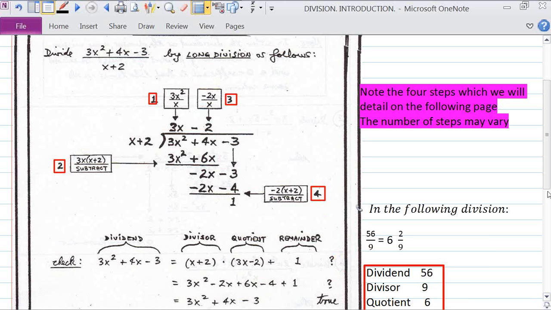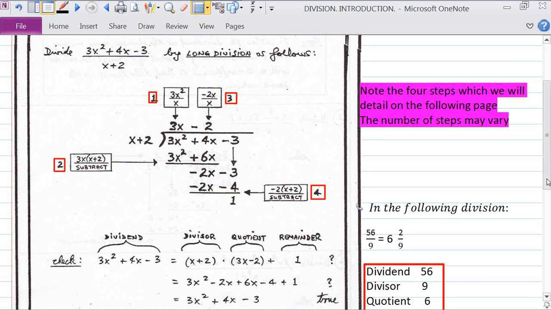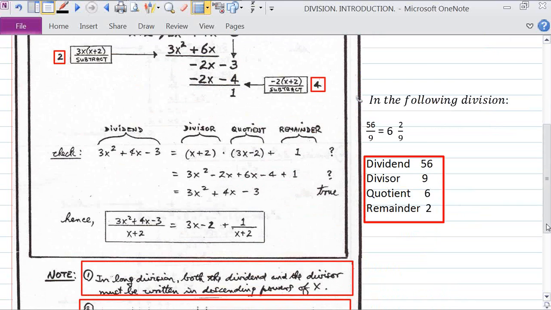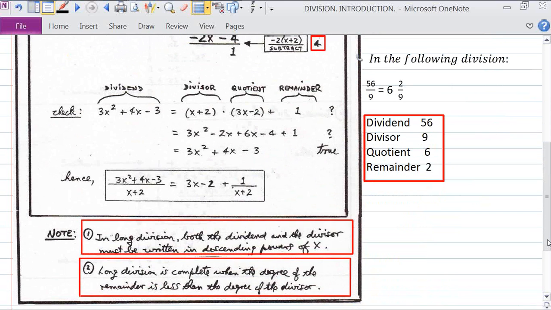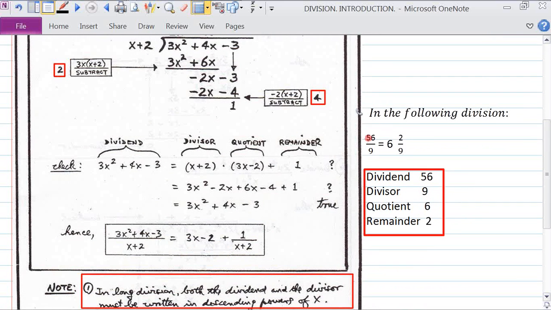So there's some terminology we have to cover before we do this problem in more detail. Let's take the case of a very simple long division, 56 divided by 9. We call 56 the dividend, 9 the divisor, 6 the quotient right here, and the remainder 2.